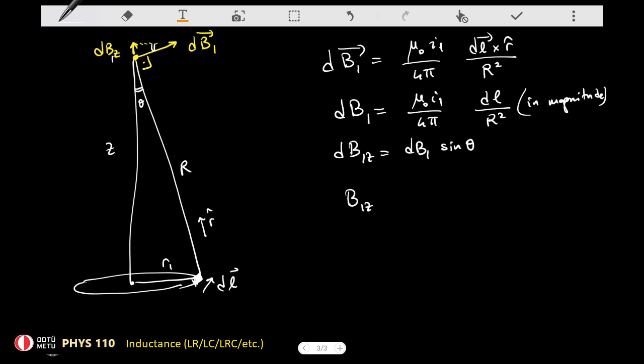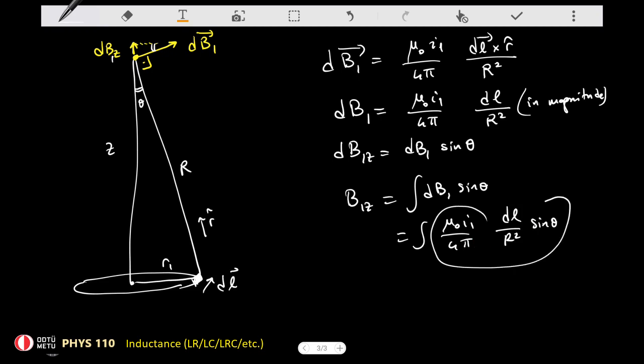B1z, which is essentially the magnitude of the total magnetic field in here, is the integral of this one. So that's mu0 I1 over 4 pi dl over r squared sine theta, that integral. And then we have said that somehow all of these quantities are constant, so I can take them out of the integral.